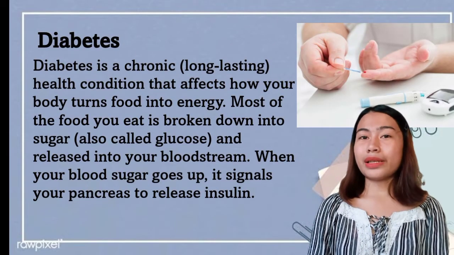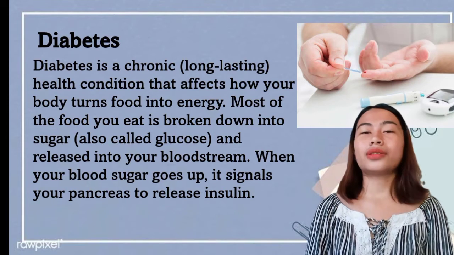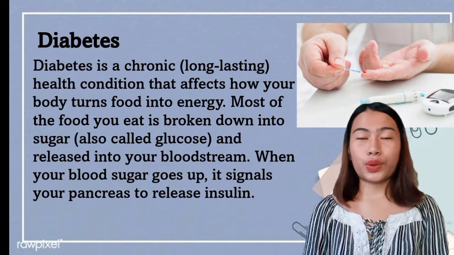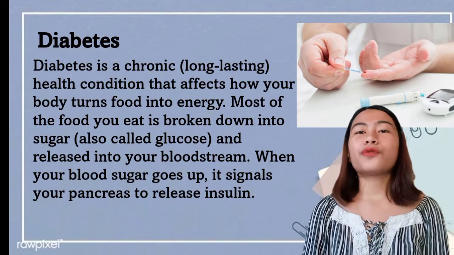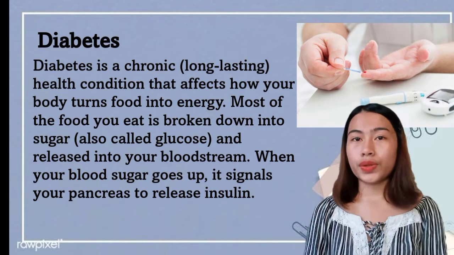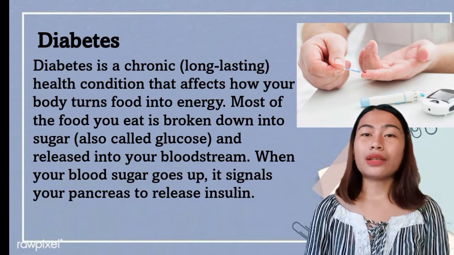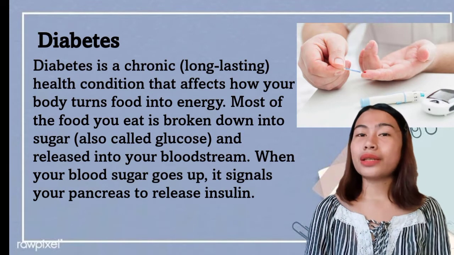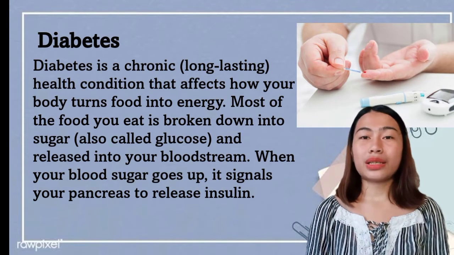So at this moment, let us proceed to the next chronic illness, which is diabetes. Diabetes is a chronic or long-lasting health condition that affects how your body turns food into energy. Most of the food you eat is broken down into sugar, also called glucose, and released into your bloodstream. When your blood sugar goes up, it signals your pancreas to release insulin.